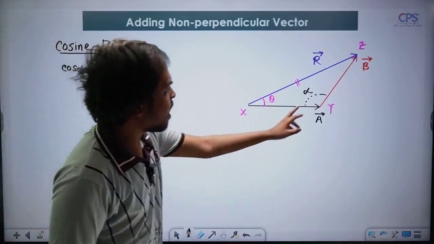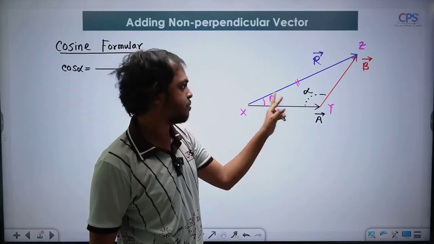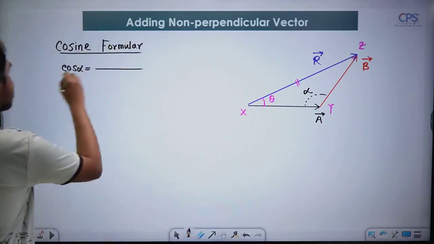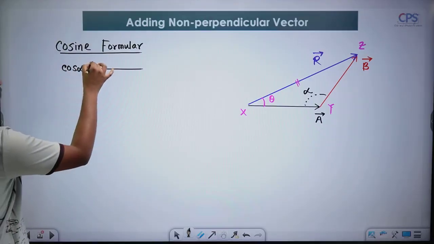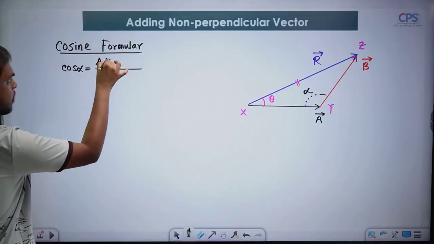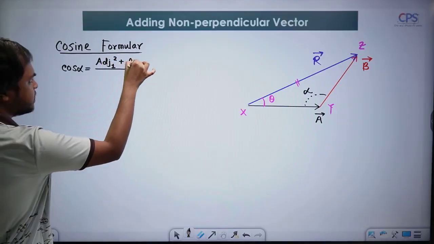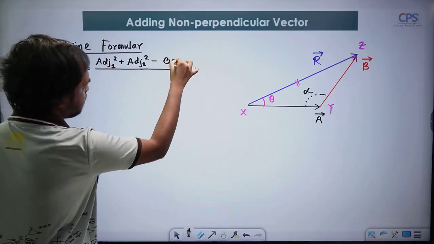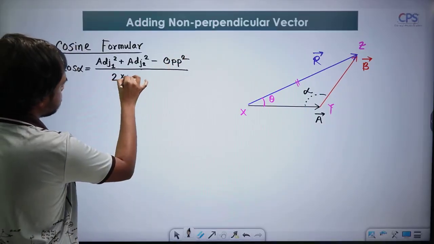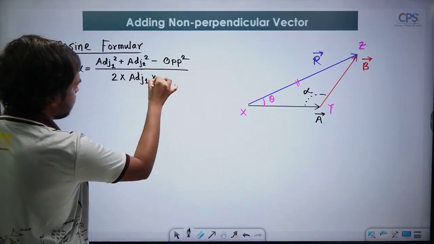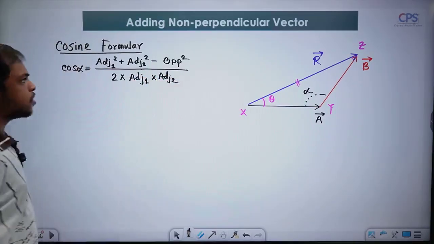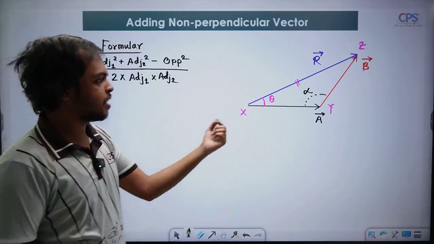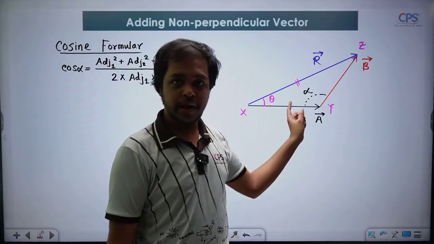see the opposite arm for the alpha angle. Which one is the opposite arm? This one, right? XZ is the opposite arm for the alpha angle. So we can remember it this way: cosine of alpha equals adjacent 1 square plus adjacent 2 square minus opposite arm square, divided by 2 into adjacent 1 into adjacent 2. So the opposite will be subtracted. You need to remember that. This one is alpha.